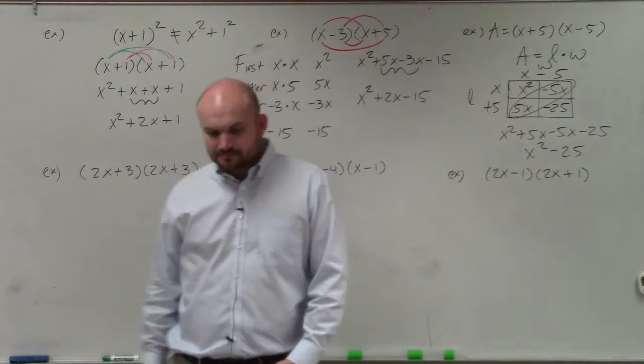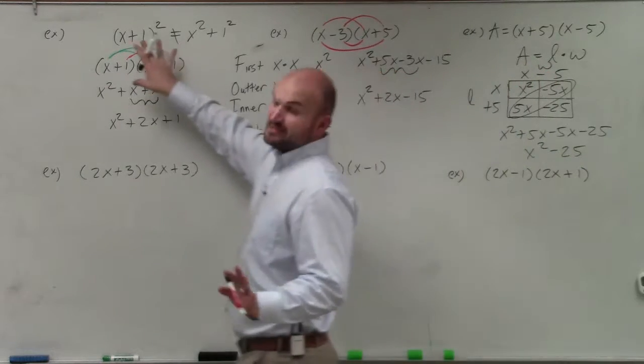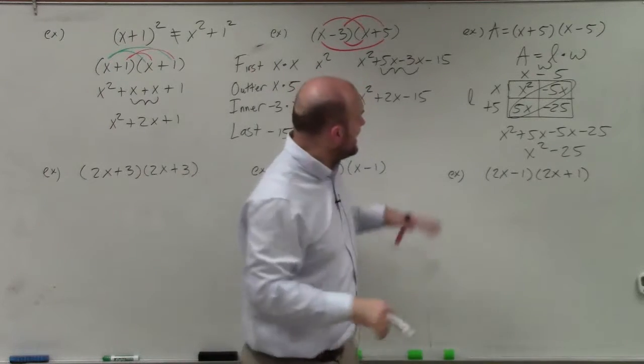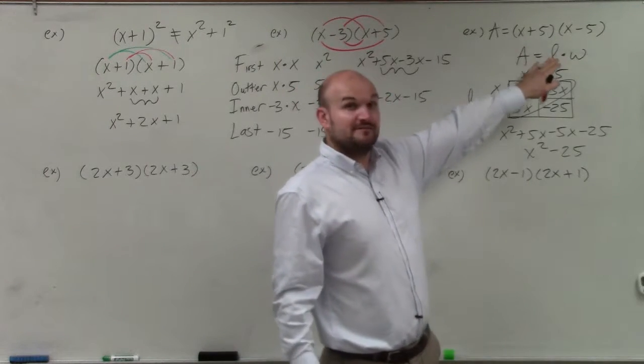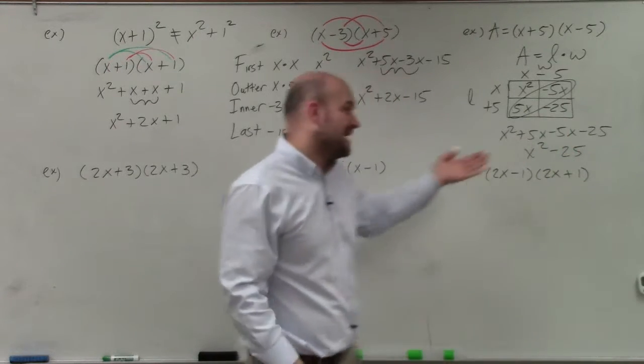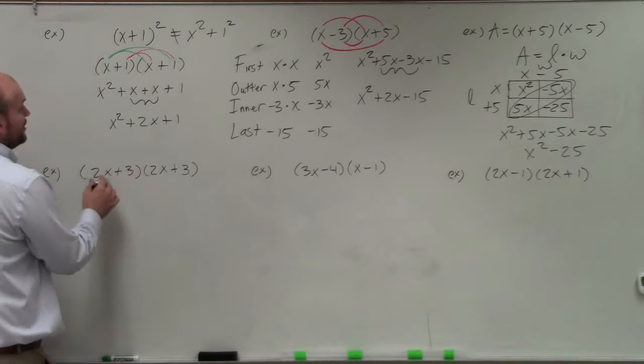Okay? Now, we did 2 examples because I really wanted you to understand. Here, this represents a binomial squared, and what this does is create a perfect square trinomial. And this is what we call a difference of 2 squares, which creates, again, a binomial where the middle terms add to 0.